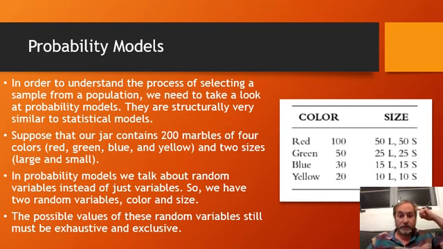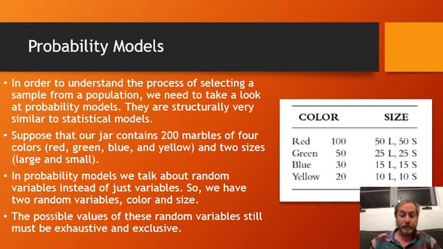On the right here is a chart of the proportions, the amounts of different colors and different sizes of marbles. So there's 100 red out of 200, 50 are large, 50 are small, and so on down the chart. One terminological thing: in a probability model, we talk about random variables instead of just variables. So here we have two random variables, color and size. Color has 4 values, red, green, blue, and yellow, and the variable size has 2 possible values, large and small.